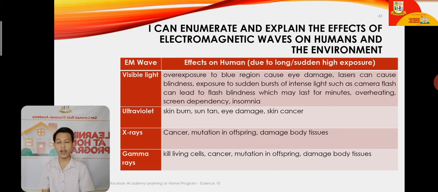Okay, so pwede kasi yung kapag tinitreat yung cancer mo, di ba? Namamatay yung mga living cells, nawawala yung mga hair follicles, kaya nagkakalbo. Okay. And may also cause cancer and mutation in offspring, mga birth defects sa magiging anak. And damaged body tissue as well. The same with X-ray kasi nga highly penetrating yung gamma rays.